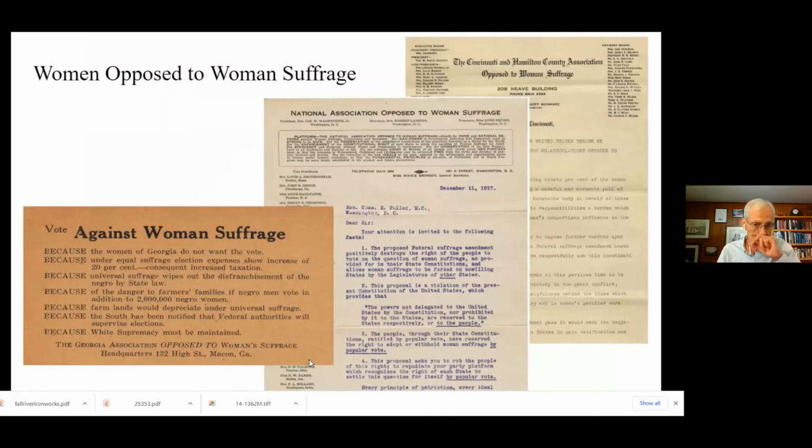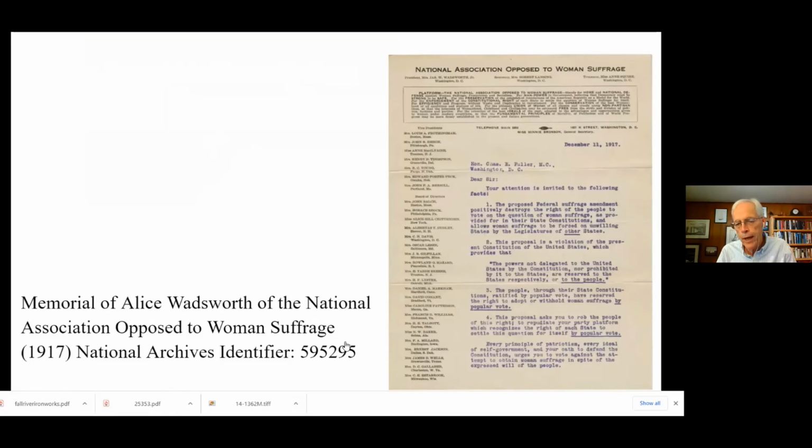Now I'm going to ask you to talk about a document, and this document is from the genre of petitions that are opposed to women's suffrage, petitions written by women against giving women the right to vote. And it's the memorial of Alice Wadsworth of the National Association Opposed to Women's Suffrage. And she wrote it in 1917. And it's a pretty powerful document.